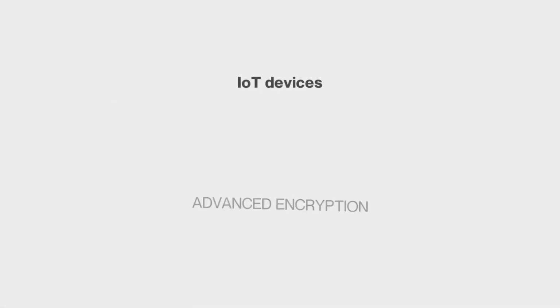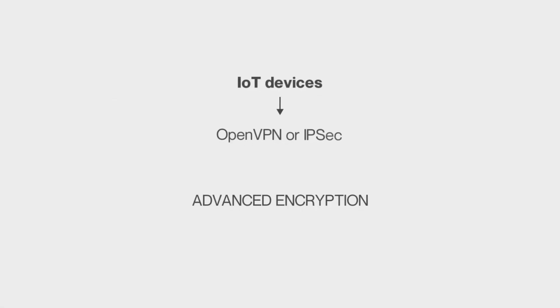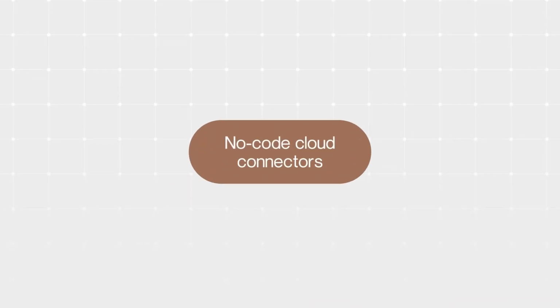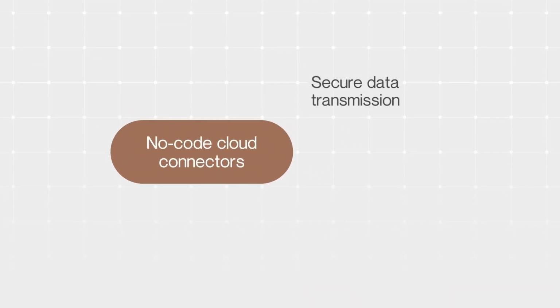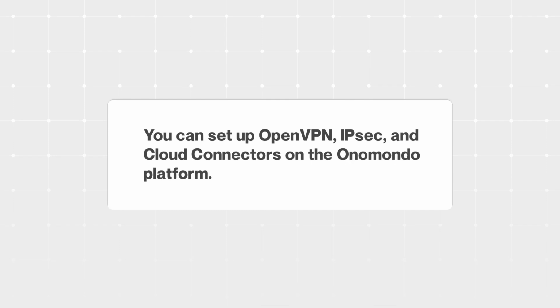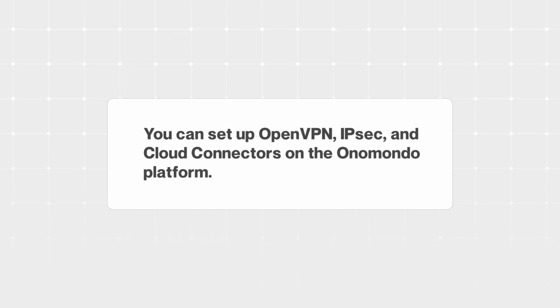IoT devices often struggle to handle advanced encryption, but by using OpenVPN or IPsec, you can keep the encryption off the device and optimize device capacity without compromising security. By using our no-code CAP connectors, you can further secure data transmission, reduce data consumption, and simplify provisioning all at the same time. You can set up OpenVPN, IPsec, and no-code CAP connectors on our platform.